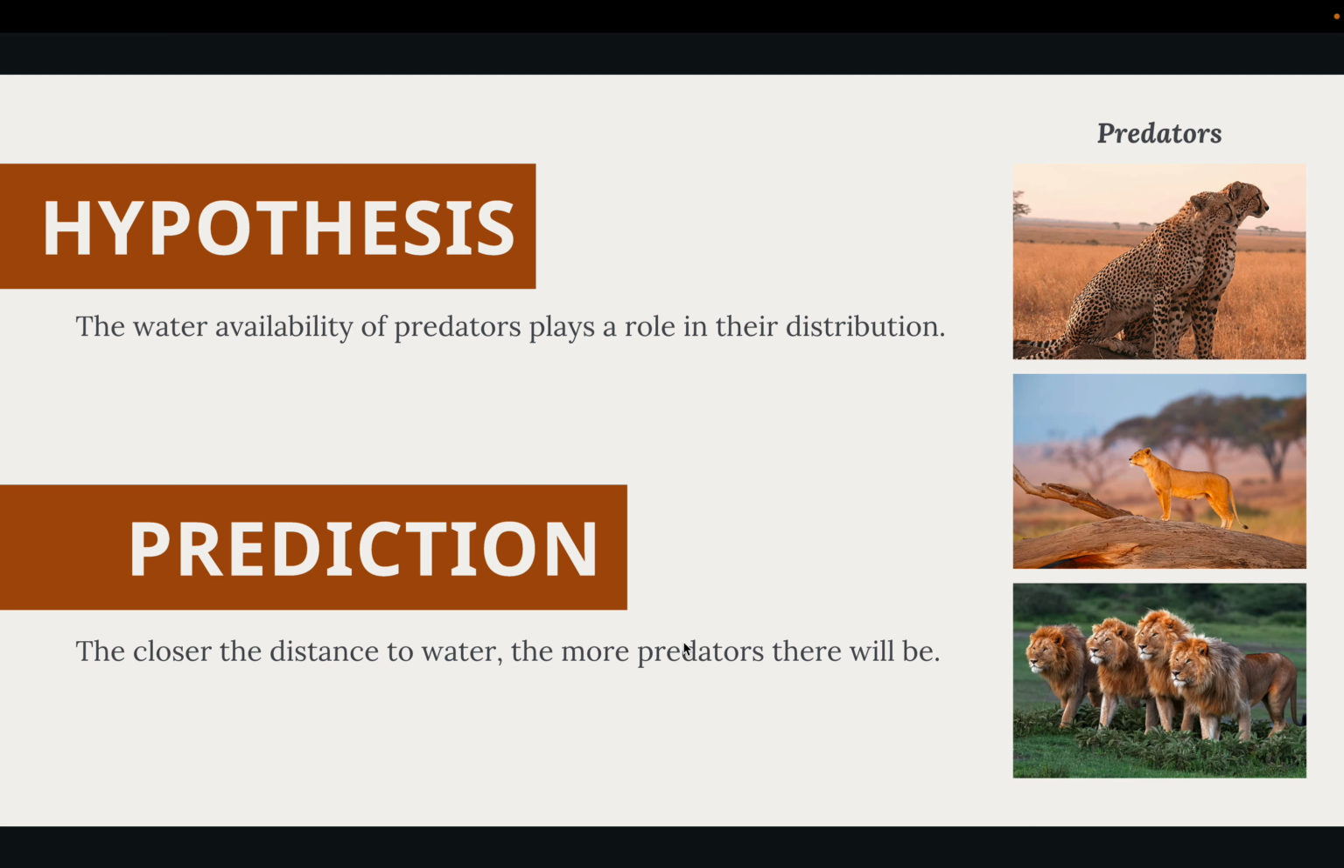Finally, the third species, the predators, have the same hypotheses and prediction. This is because, as a predator, not only is water essential to survive, the river is a melting pot of all kinds of animals that might allow the predators to knock out two birds with one stone. The three predators being observed are the cheetah, lion, and both male and female.